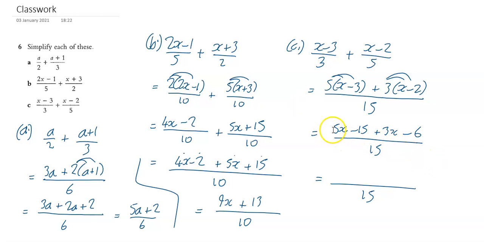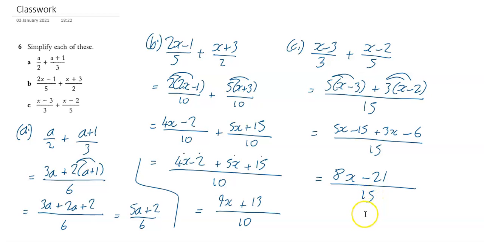I had 5x plus another 3x. 5x plus 3x would give you 8x. And you had minus 15 minus another 6. So think about your sea levels again. If you're 15 meters underwater and then you go another 6 meters underwater, you're 21 meters underwater, so minus 21. So your answer for part C is 8x minus 21, all divided by 15.